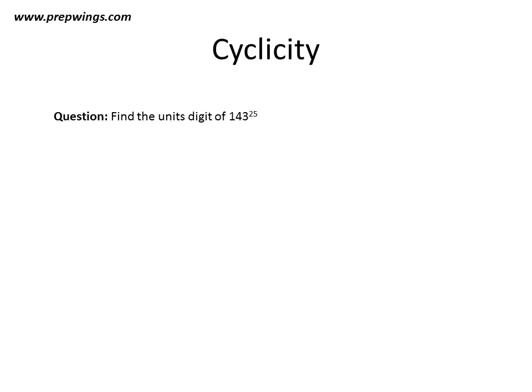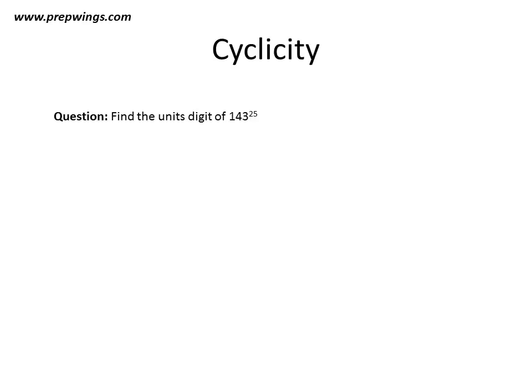Now we'll do another question. We have to find the units digit of 143 raised to power 25. We have seen the cyclicity of 3, 4, 7, 8, individual single digit numbers basically, but this is a 3-digit number. So how to approach this question?